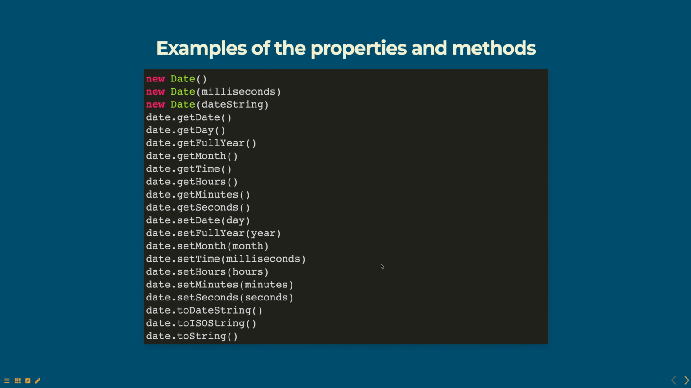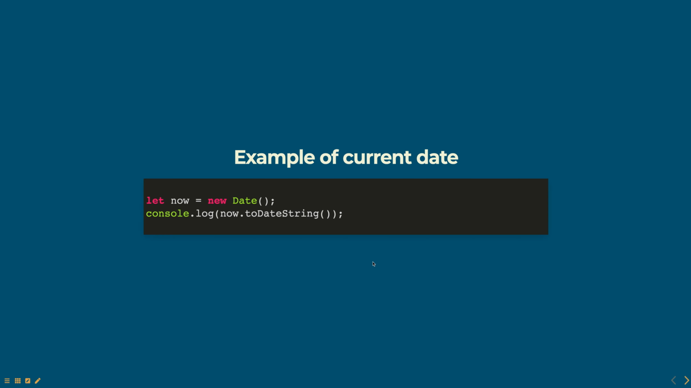For example, here's how you could use the Date.toDateString method to get a human readable string representation of the current date.